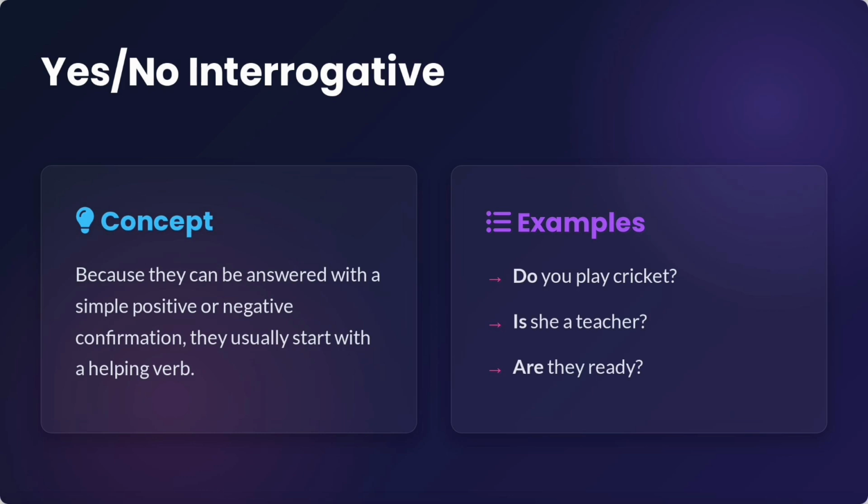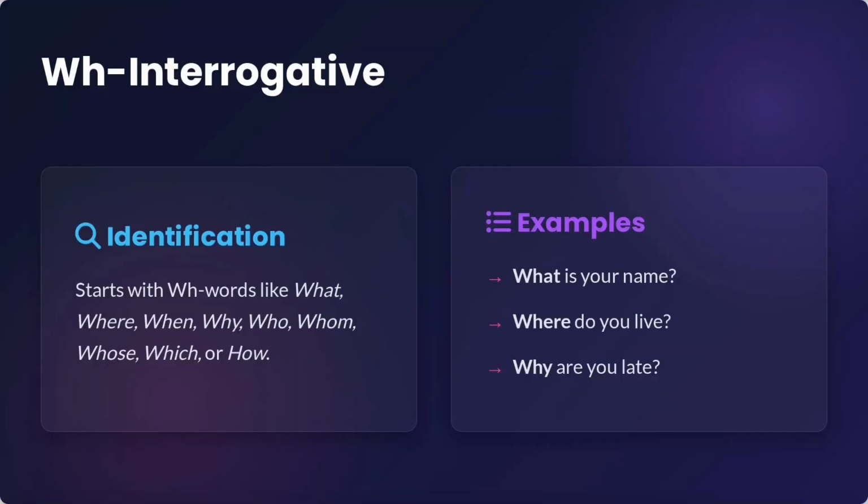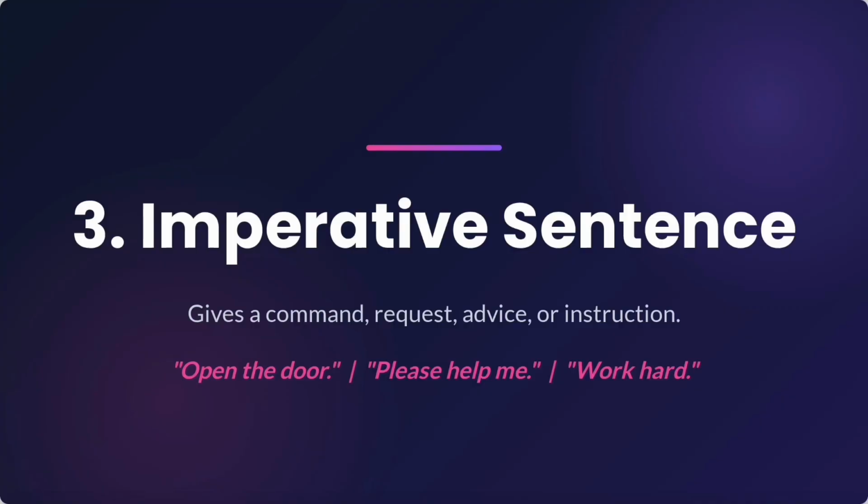This question can be answered with yes or no. For example, do you play cricket? Yes, I play cricket. Or no, I do not play cricket. These questions begin with WH family words. For example, who are you? Where are you going?